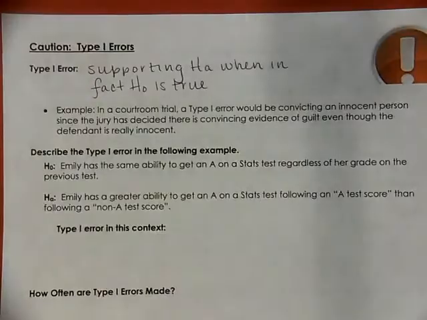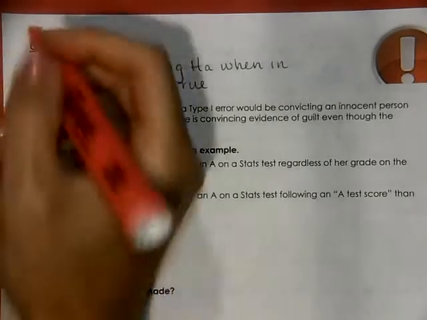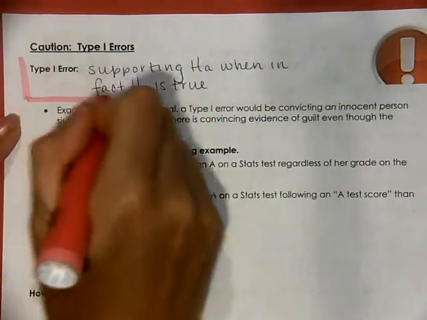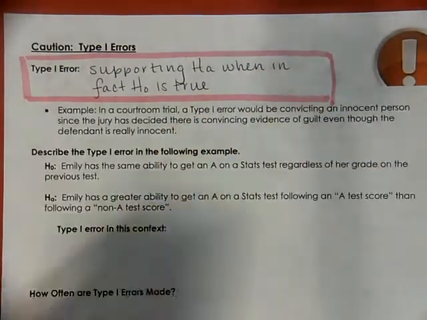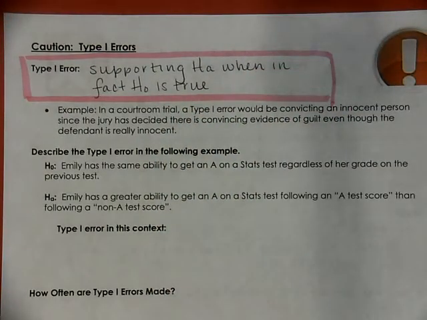Remember, when you're describing an error, you're describing a mistake that was made. So I like to use the transition words "when in fact" to transition: you're concluding this, however, this is actually true. You guys are familiar with a courtroom scenario. In a courtroom, type 1 error is convicting an innocent person. The jury wrongfully convicted an innocent person. The jury decided that there is convincing evidence of guilt even though the defendant is really innocent.